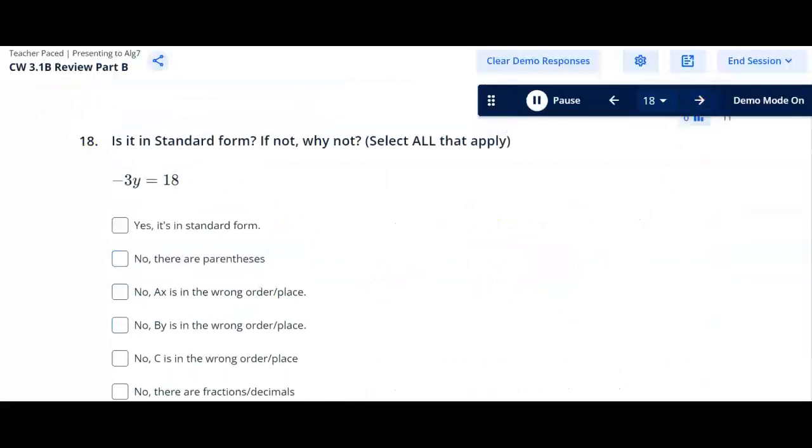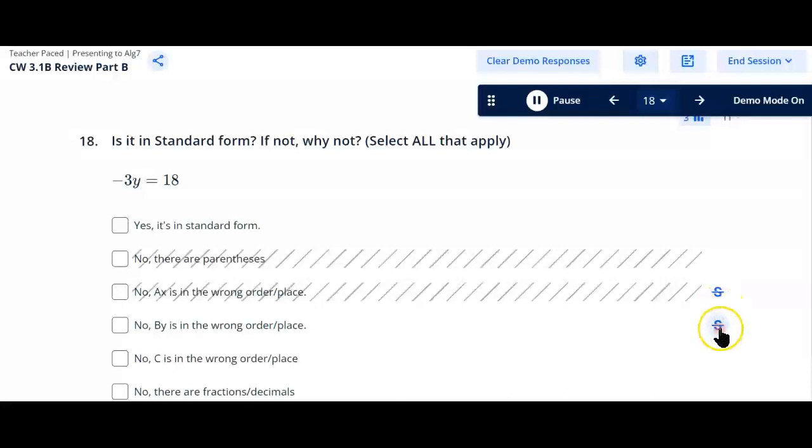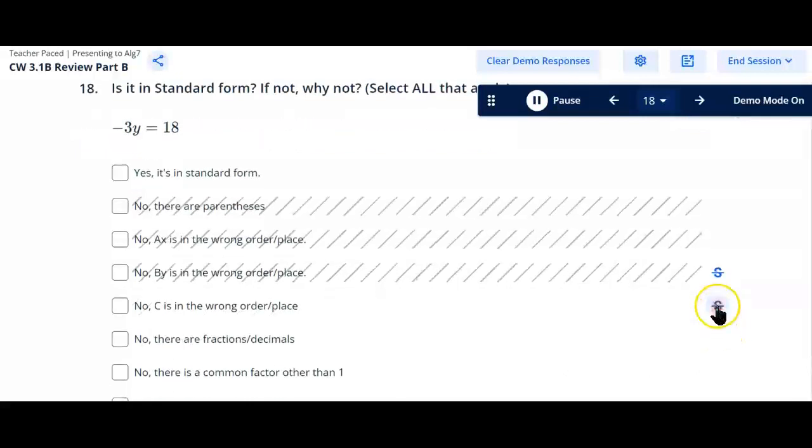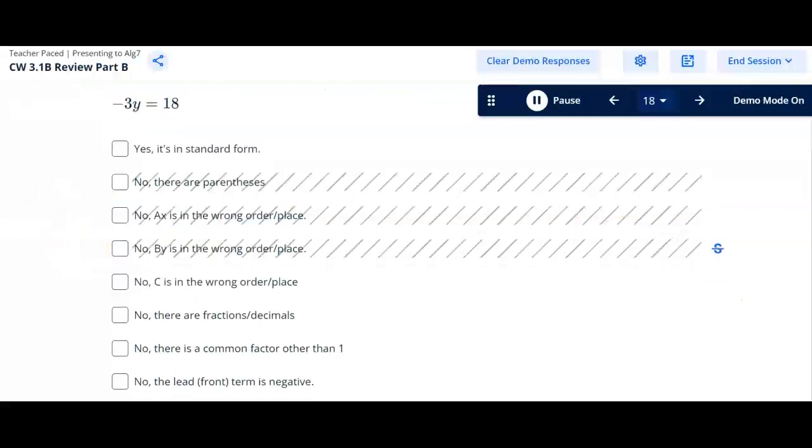Is there a problem with parentheses? Work your way through. There is no X. Is X in the wrong place? No. So keep going. Is B in the wrong place? No. Okay, keep going. Wait, I think I know. Let's see if anyone gets there on their own.